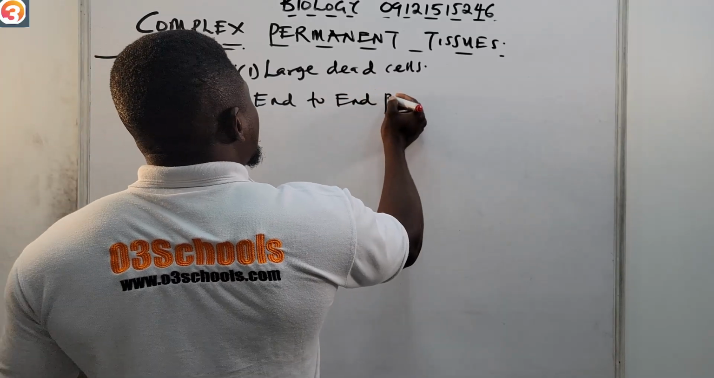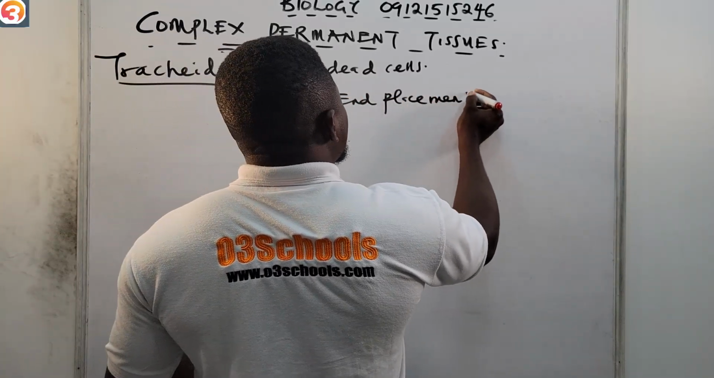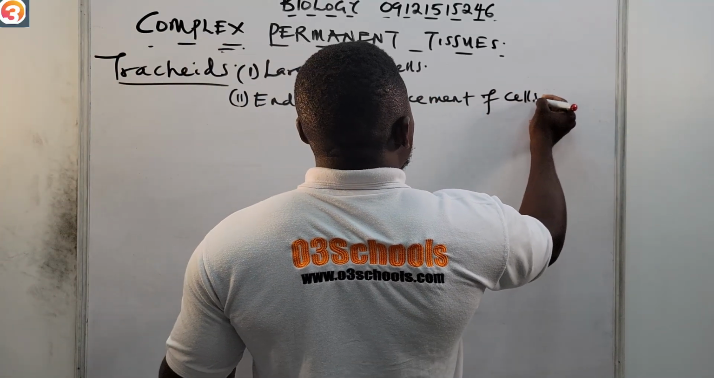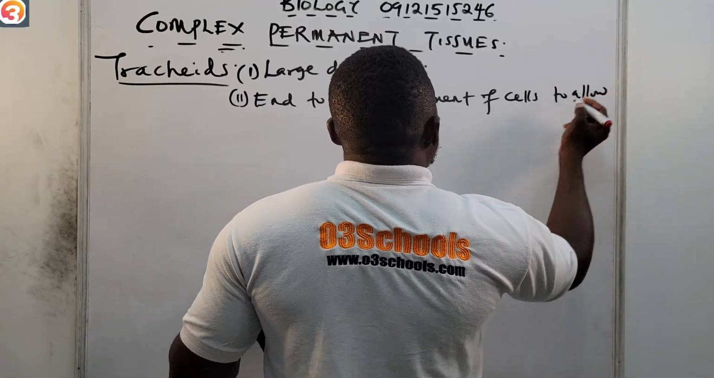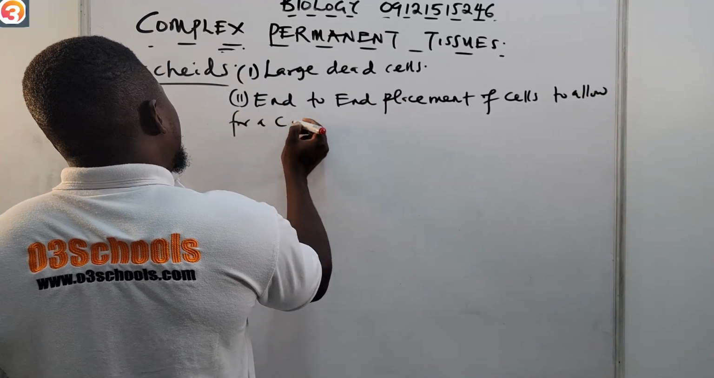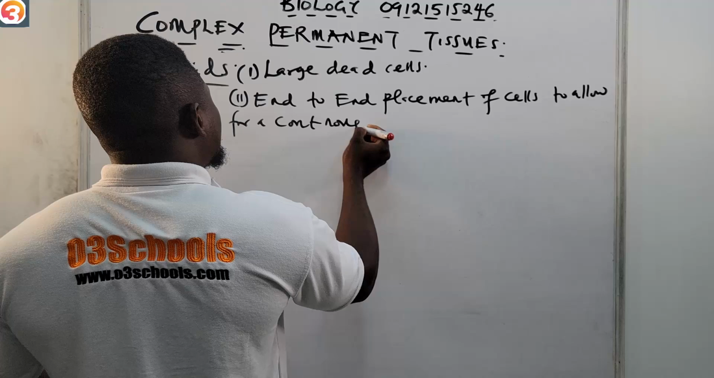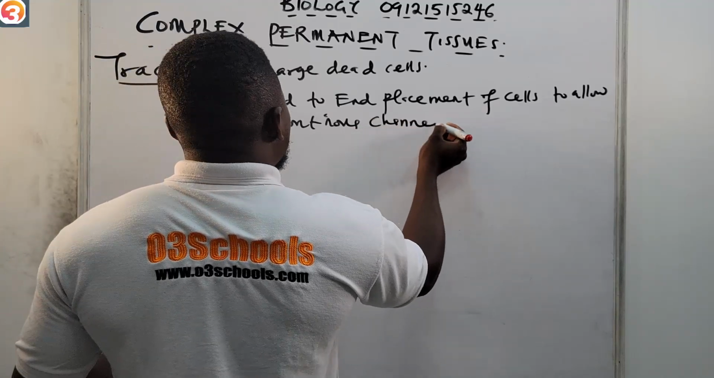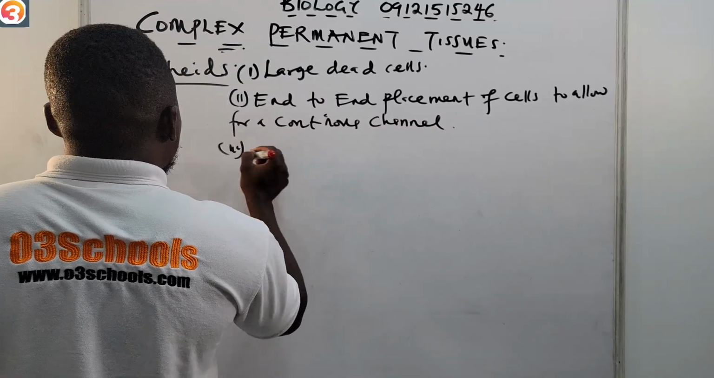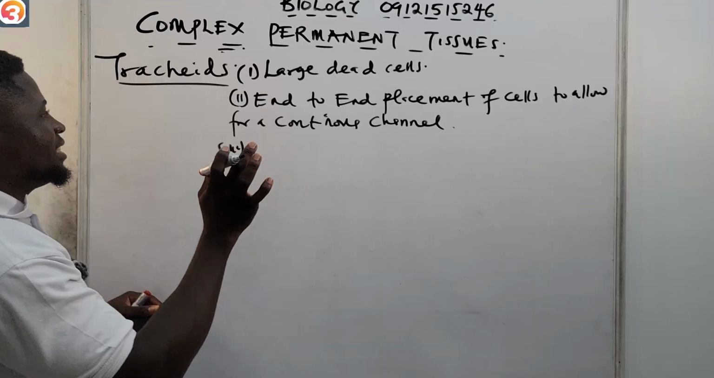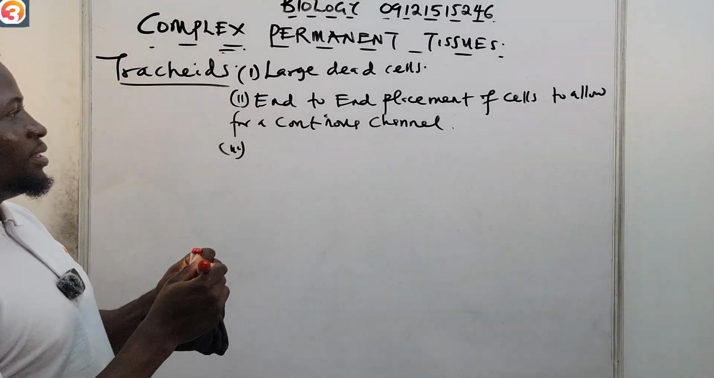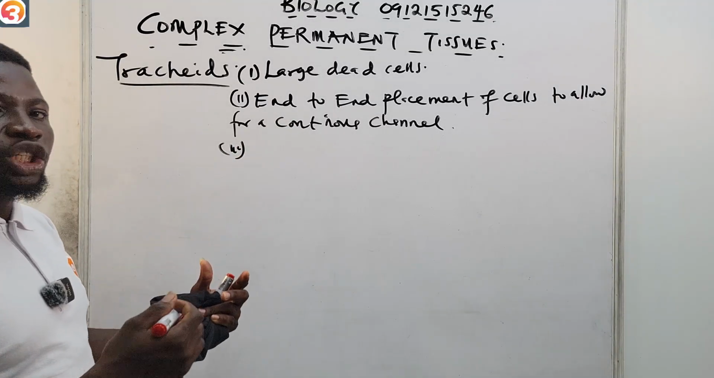End-to-end placement of cells to allow for a continuous channel. So this is number 2. Number 1, large dead cells. Number 2, end-to-end placement of cells to allow for a continuous channel.